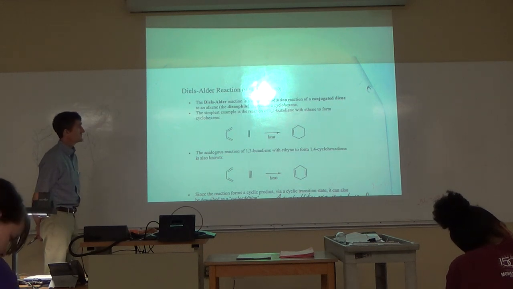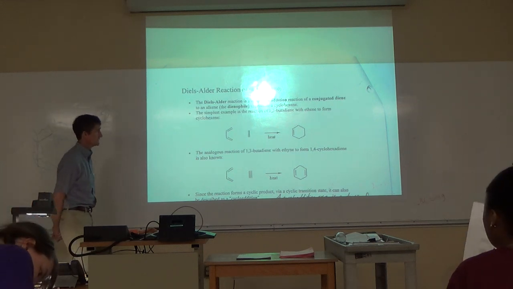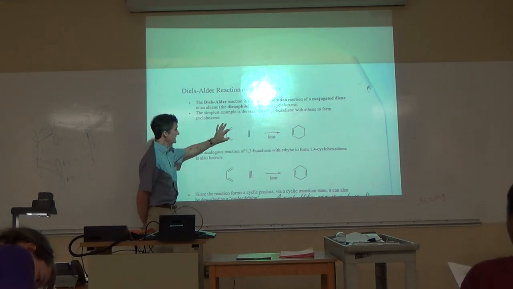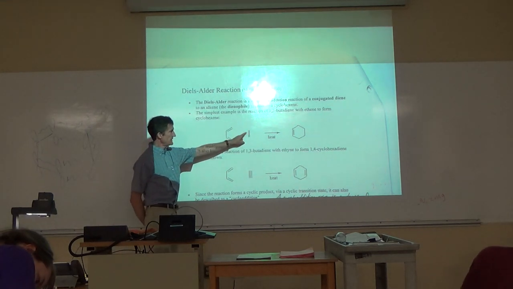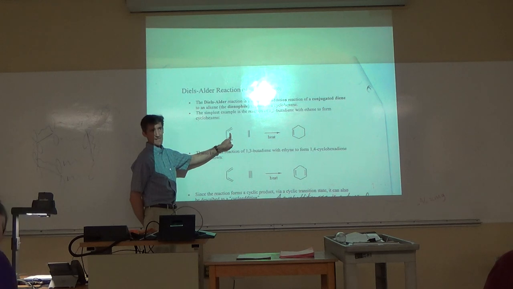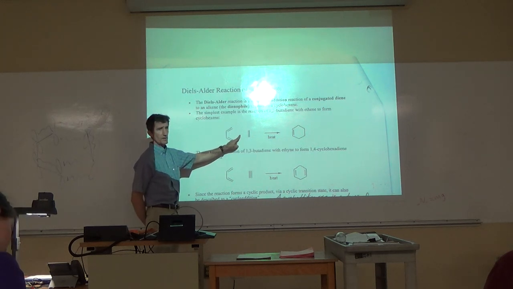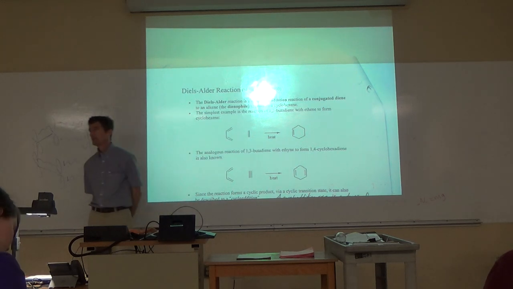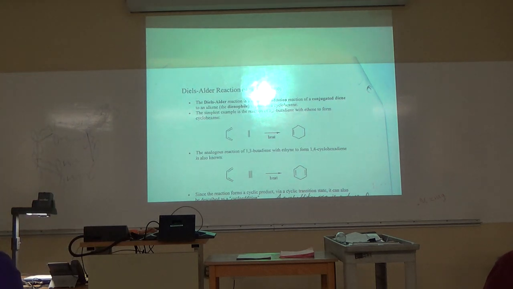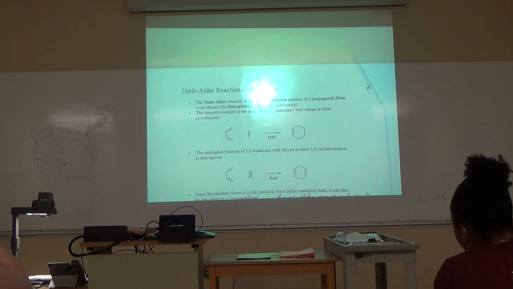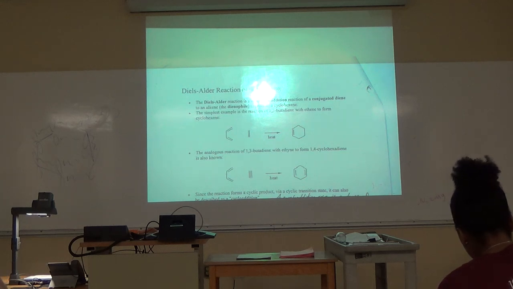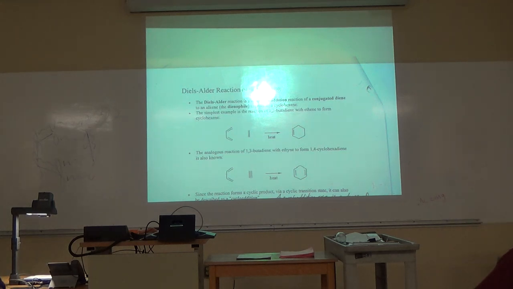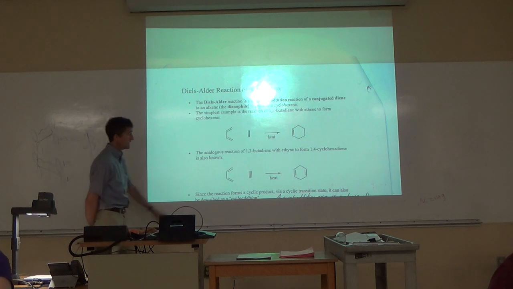Diels and Alder discovered this reaction. This is the diene. This thing over here apparently likes dienes. It's reacting with it. What do you call something that likes dienes? Dienophile. So you've got a diene and a dienophile. The dienophile is typically an alkene. Can it be something else? Yes, it can be an alkyne.